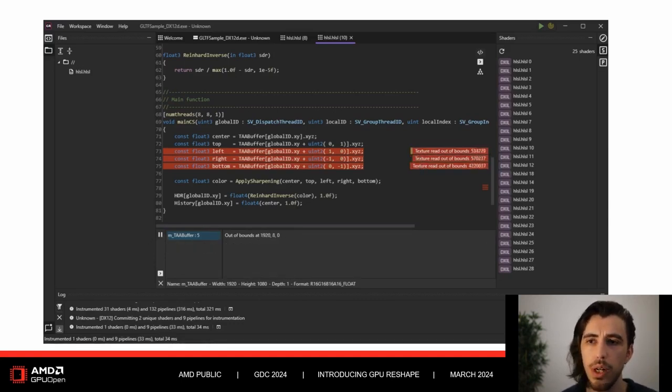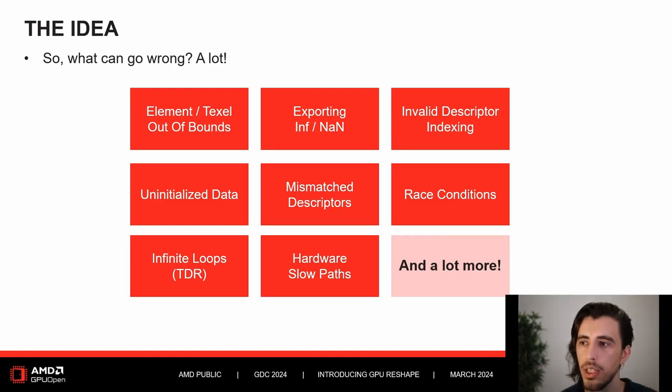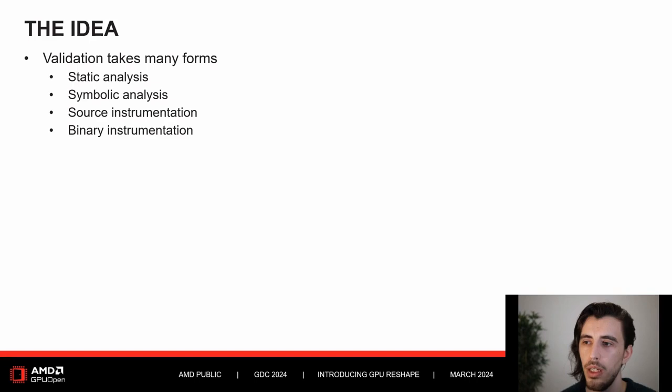So, okay, that's where we are today. So continuing the idea, we need to figure out what can go wrong, and the answer is a lot, really. Descriptors can be bad, we can have infinite loops, we can have NaNs being propagated, the data can be uninitialized, we can have race conditions, etc. And we're all rather used to fighting them. To begin validating, we need to figure out what forms of validation we have. And there's quite a few of them.